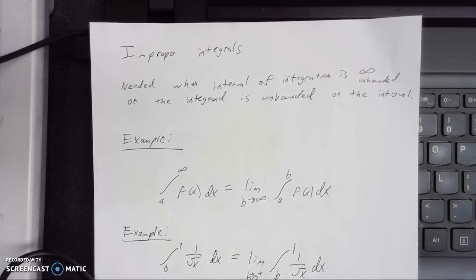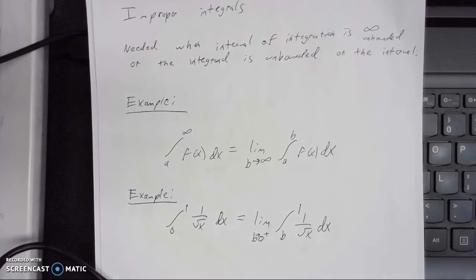Here's the second type of problem. Say we want to integrate from 0 to 1, 1 over square root x. Well, I know how to integrate 1 over square root x, but I can't evaluate that integral at 0 when I'm done. So what we're going to do instead is integrate from b to 1, and then take the limit as b goes to 0.